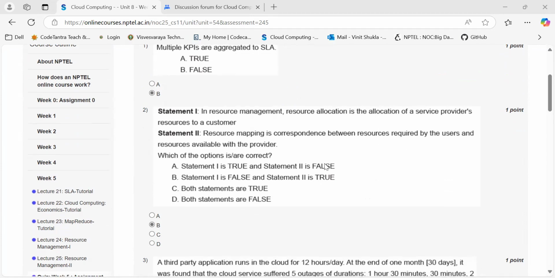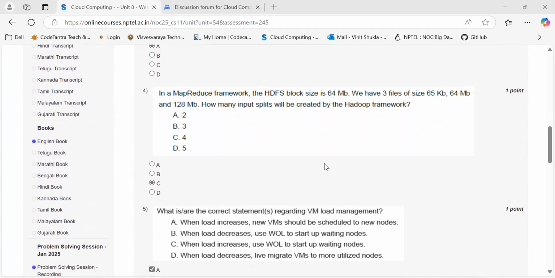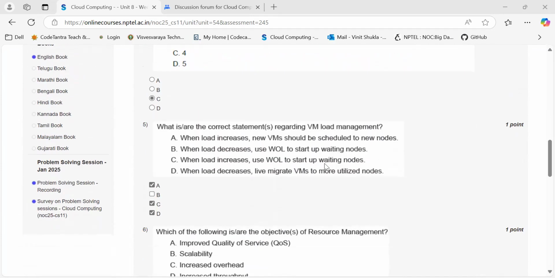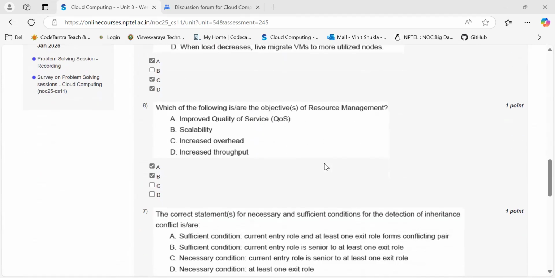Question number 2, B. Question number 3, option A. Question 4, C. Question 5, option A, C, D. Question 6, option A, B. Possibly option D is correct, but because they mentioned in the PPT "improved throughput" rather than "increased throughput", so I did not take it.